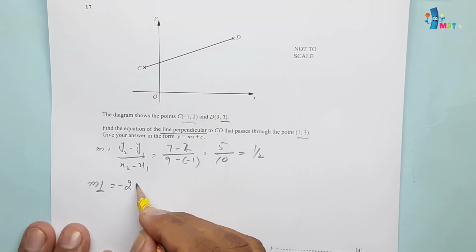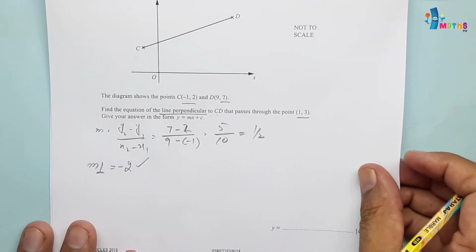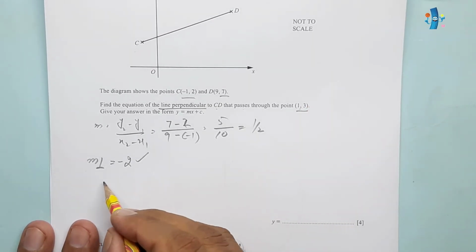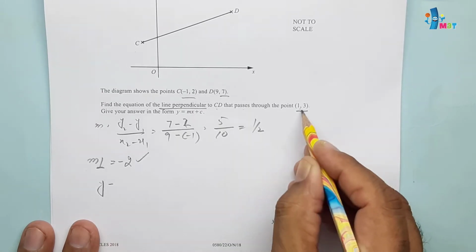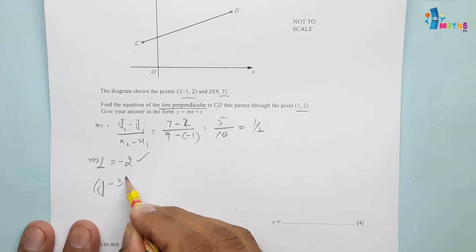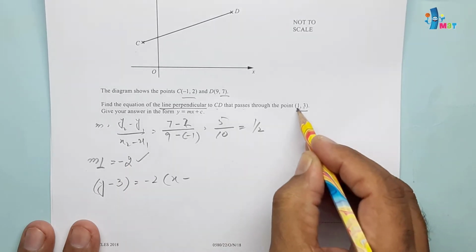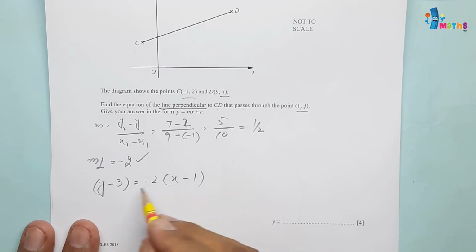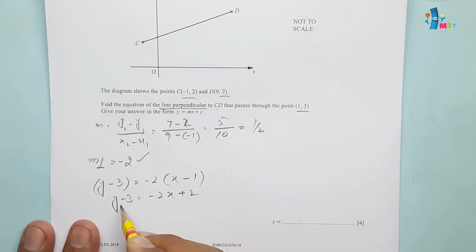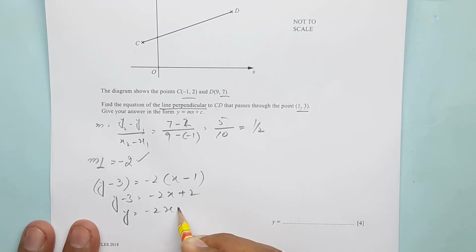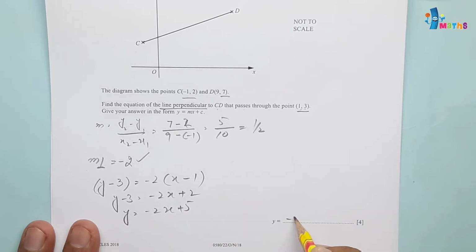So this is the gradient which we will be using, and this is the point which we will be using. We will write the equation y minus y1, which is this 3, is equal to m, which is minus 2, into x minus x1, which is this one. So if we open, this will be y minus 3 equals minus 2x plus 2, and we can shift minus 3 to the other side, so y will be equal to minus 2x plus 5. So we can write minus 2x plus 5. This will be our answer.